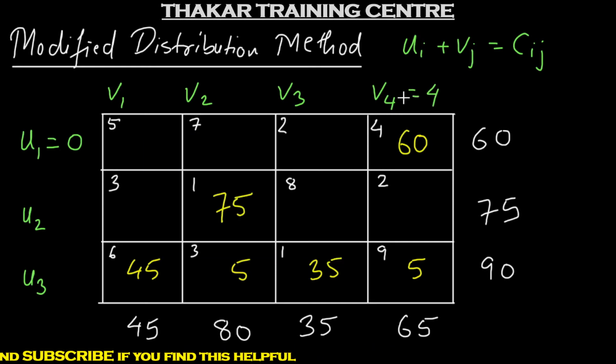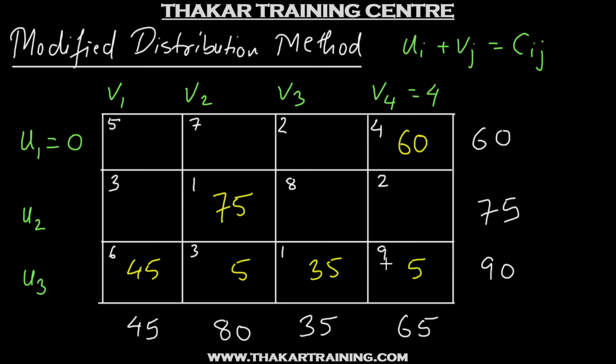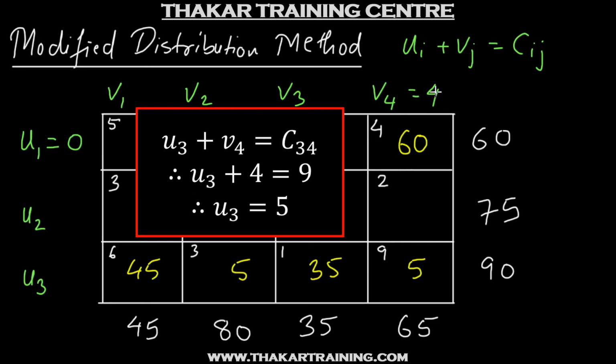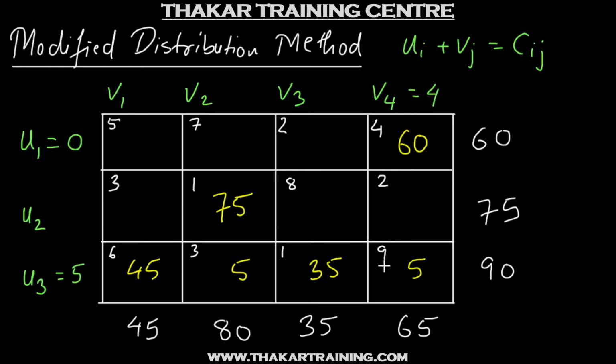Now having found out the value of v4, when you look at this column, we have this cell which has an allocation, and the cost associated is 9. This cost is nothing but cost C34. So from v4 and C34, we will be able to find out what is u3. So u3 plus v4 should add up to 9. v4 is 4. So u3 should be equal to 5. So we have 5 plus 4 will add up to 9.